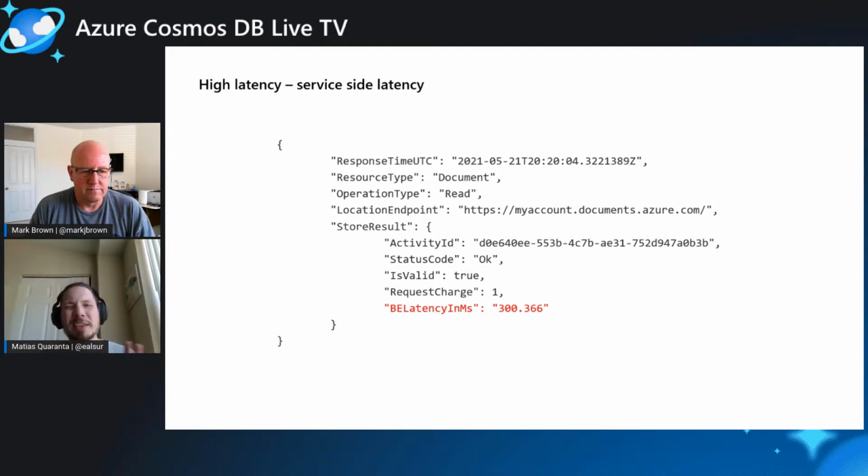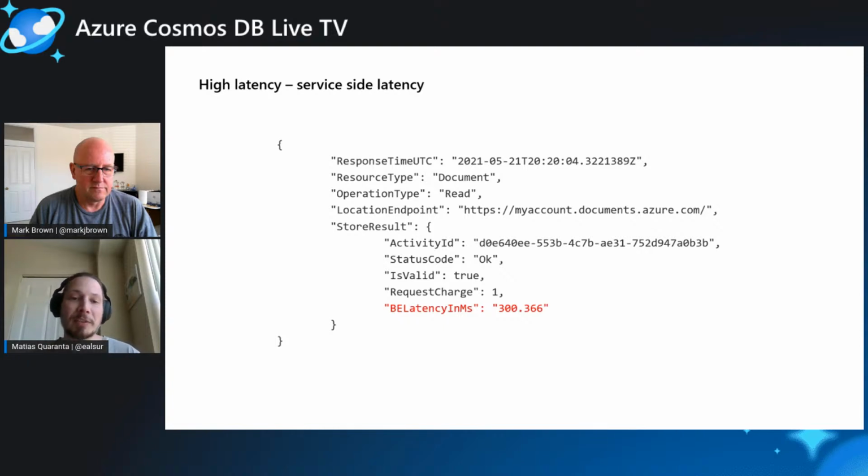Now, how do we tell apart the actual Cosmos DB backend latency from the latency on the wire? That's something that we expose in the diagnostics. The diagnostics have this property called BE latency in MS, backend latency in milliseconds. And this basically shows what was the latency on the actual Cosmos DB backend.